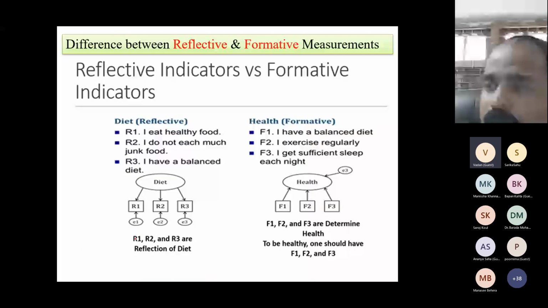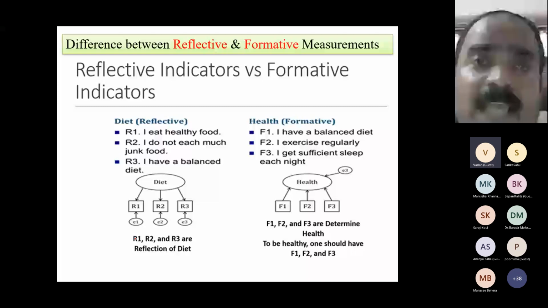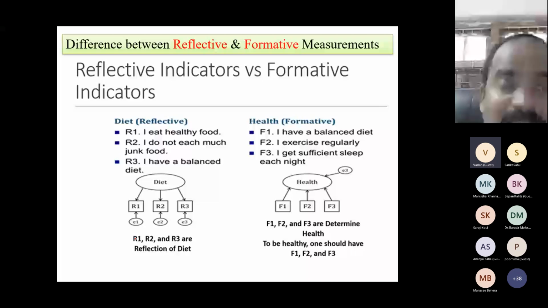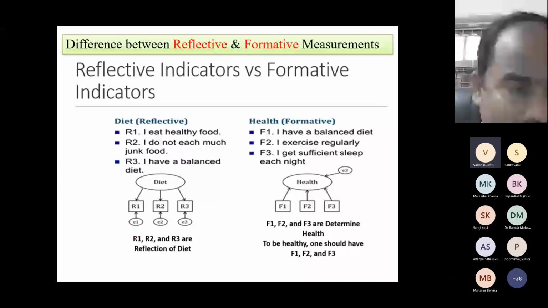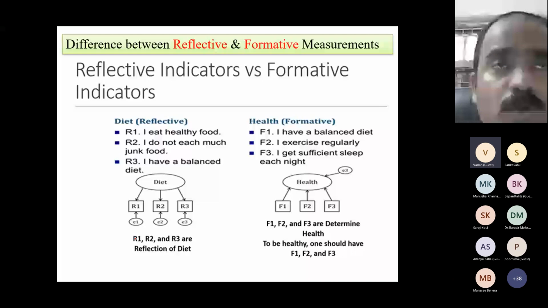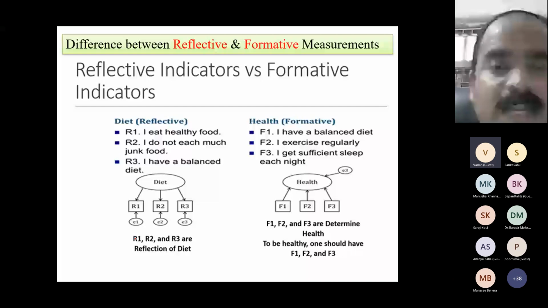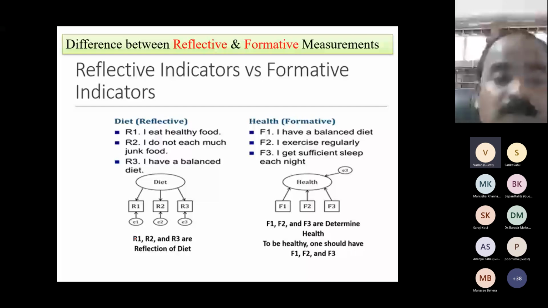The most important question is, in the case of formative, how should the items of the questionnaire be written? That is the most important question one scholar should ask. What should be the language of questions in the questionnaire in the case of formative? What should be the language of questions or items in the questionnaire in the case of reflective? Because these greatly differ from each other.